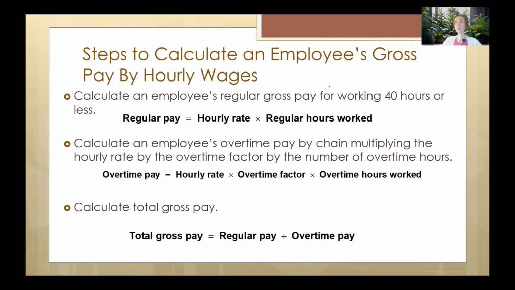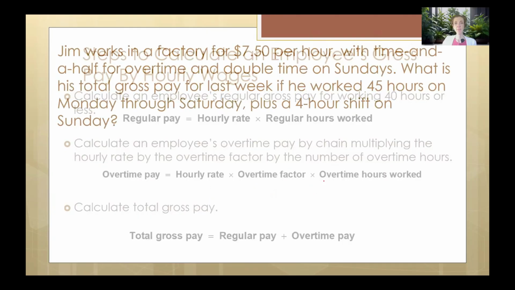So then if you were getting paid $10 an hour and you happen to work 45 hours, then your overtime pay would be your $10 an hour times 1.5 because you get paid time and a half. And if you worked 45 hours, then 5 of those hours are overtime. Okay? So then to calculate your total gross pay, you would do your regular pay plus the overtime pay, right?